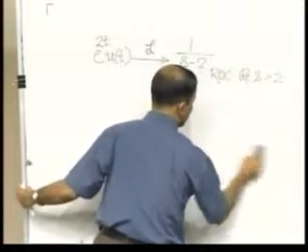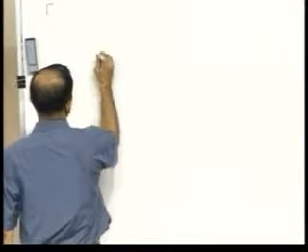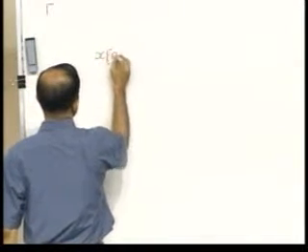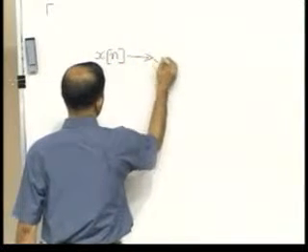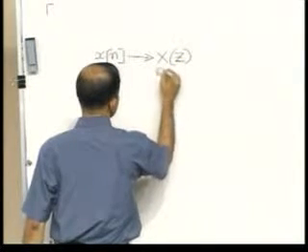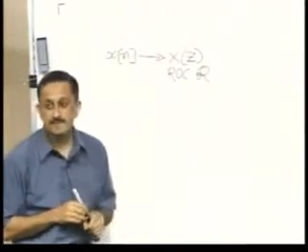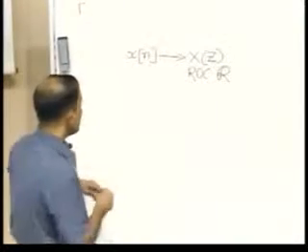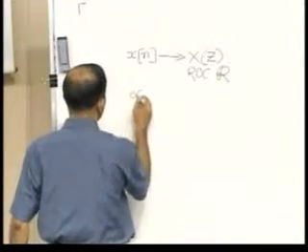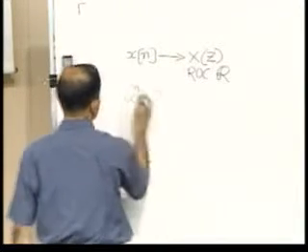We shall now look at a similar property for the Z transform. For the Z transform, let the sequence x n have the Z transform capital X of Z with a region of convergence R in the Z plane. We ask what is the Z transform of alpha raised to the power of n x n.